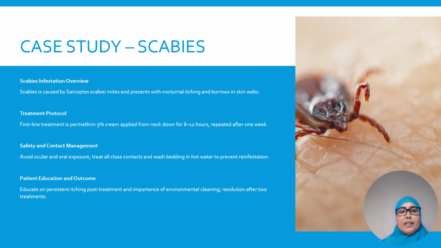First treatment is permethrin 5% cream applied from the neck down for 8 to 12 hours. Repeat after 1 week. So you will continue that medication for 1 week. This cream is the first line of therapy.